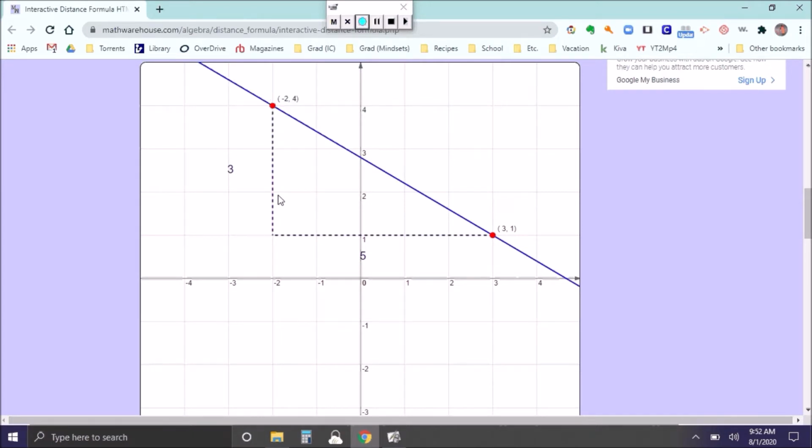And we're going to think about this as a vertical piece and a horizontal piece. And those vertical and horizontal pieces we can count, right? So I can drop down 3 units, and then I can shoot over to the right 5 units. So I know those 2 pieces, right?